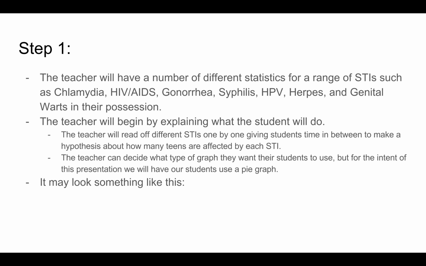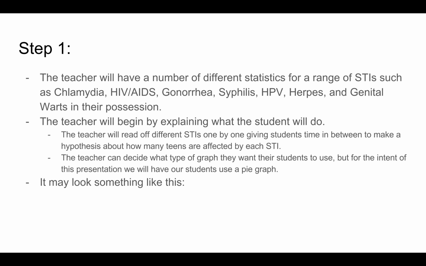The first step of this assignment is the teacher will have already done some research and have a number of different statistics for a range of STIs such as chlamydia, HIV/AIDS, gonorrhea, syphilis, HPV, herpes, and genital warts in their possession. The teacher will begin by explaining what the students will do. The teacher will read off different STIs one by one, giving students time in between to make a hypothesis about how many teens are affected by each STI.